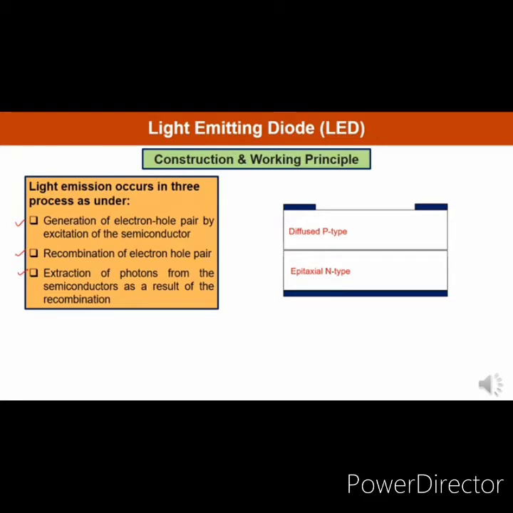In the case of a direct band gap material, the valence band maxima and conduction band minima are properly aligned, meaning the momentum is the same for them. So here you can see an n-type epitaxial layer is grown on a substrate, and a p region is deposited over it, and this deposition is done by diffusion.